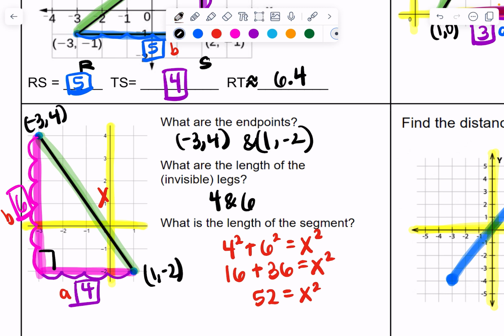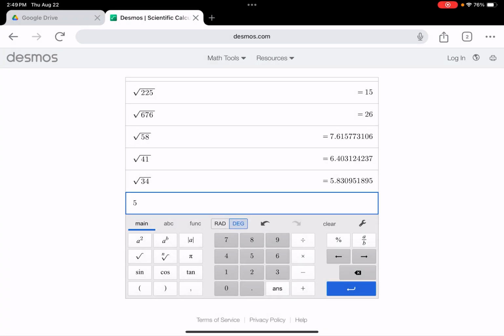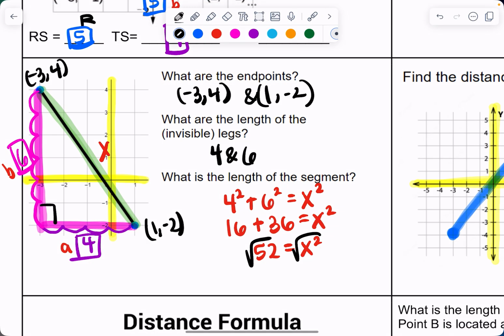And then to get x by itself, we take the square root of both sides. And this one is going to be another decimal because 52 is not a perfect square. So we'll hit the square root button, type in 52, and hit enter. And rounded to the nearest tenth, we get approximately 7.2. So x is approximately 7.2. So the length of the given segment is approximately 7.2.